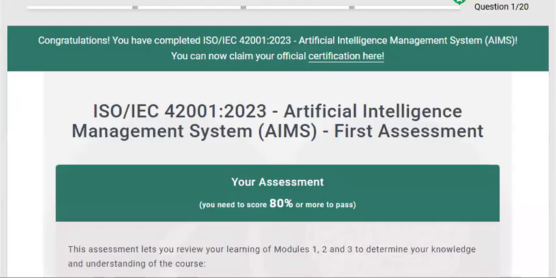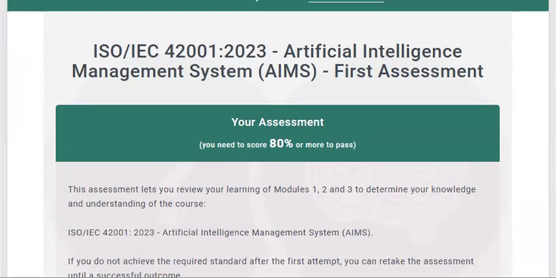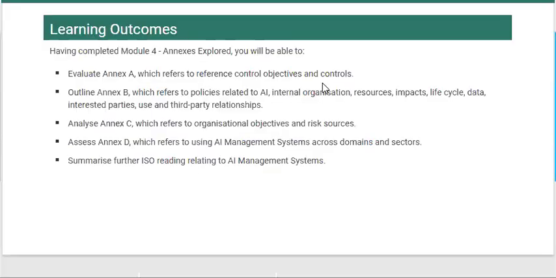Module 4, Annexes explored. Learning outcomes. Having completed Module 4, Annexes explored, you will be able to evaluate Annex A, which refers to reference control objectives and controls. Outline Annex B, which refers to policies related to AI, internal organization, resources, impacts, lifecycle, data, interested parties, use and third-party relationships. Analyze Annex C, which refers to organizational objectives and risk sources. Assess Annex D, which refers to using AI management systems across domains and sectors.